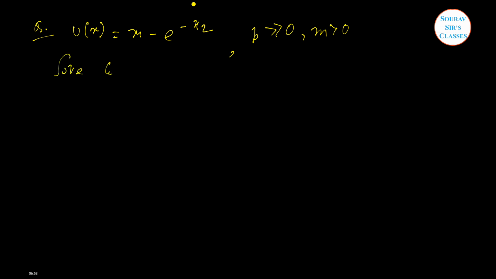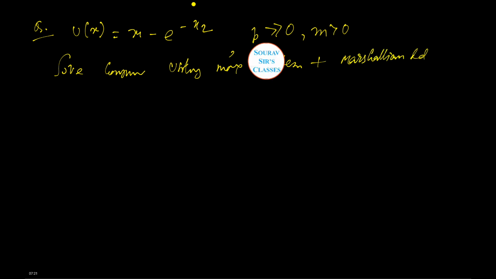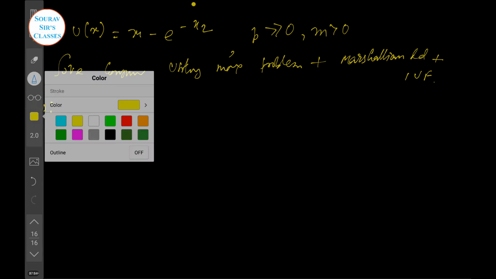Solve the consumer utility maximization problem. And what they have also asked is: obtain both the Marshallian demand and the indirect utility function, IUF. Okay. And we'll also check the possibility of a corner solution as well. Let's do it.